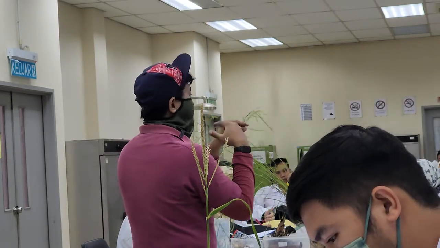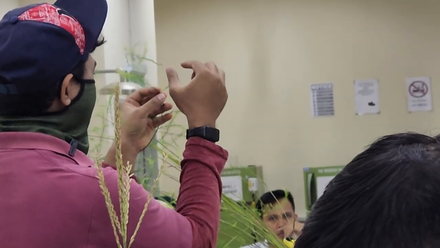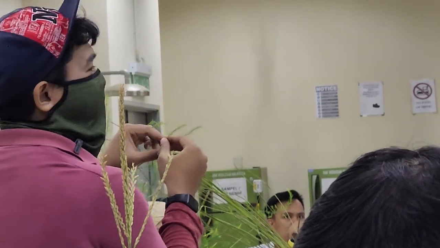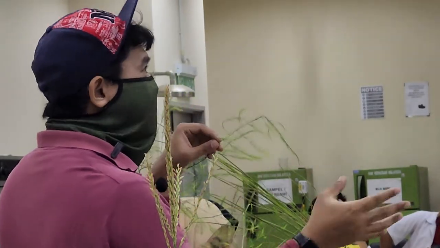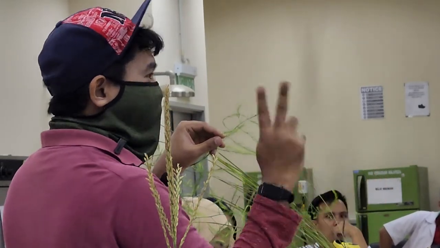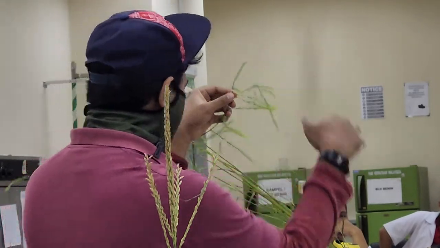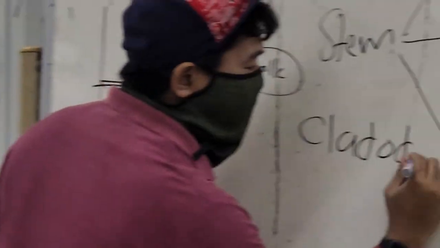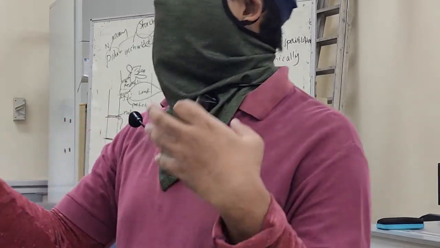So, there is a special modification here. Look at this thing. What do you call this? Guess what? This whole thing is actually a stem, not leaf. But the stem has been modified to serve two functions, stem and leaf at the same time. Collectively, there's a name for it, and this is special for asparagus. It's called cladode. So you can look it up later, asparagus cladode, so that you can draw properly and label it.